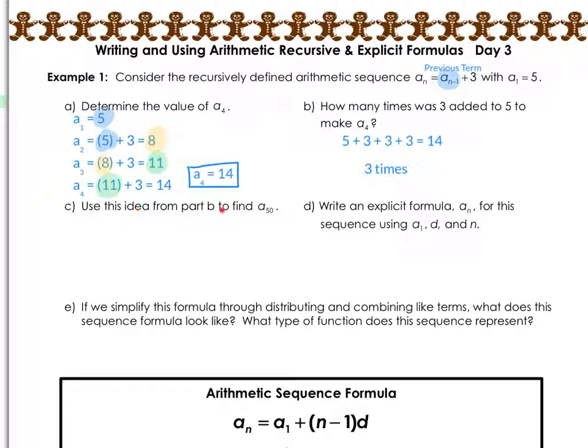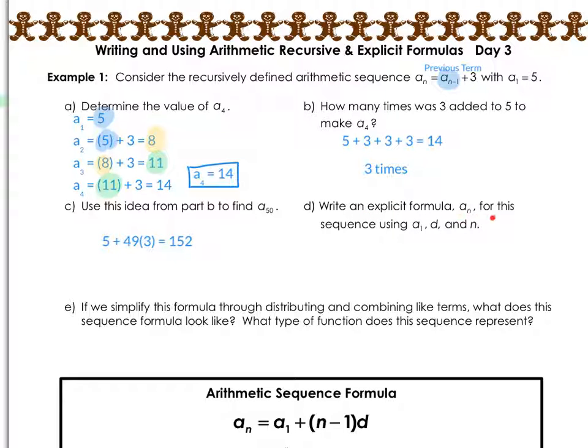So we want to use this idea from part B to find a sub 50. Well, to find a sub 50, that would mean that I'd have to do this plus 3 49 times, since to find 4, I did it 3 times. So 5 plus 49 times 3 equals 152.